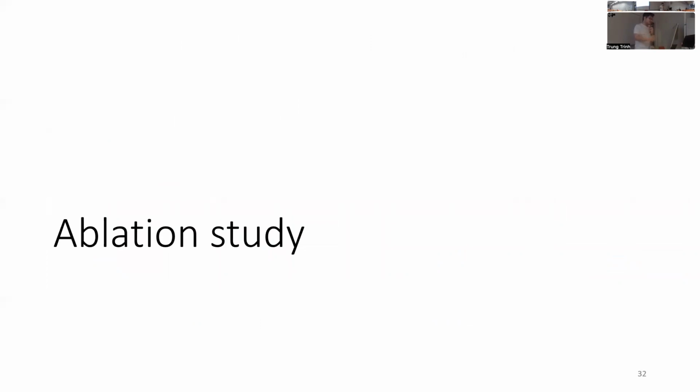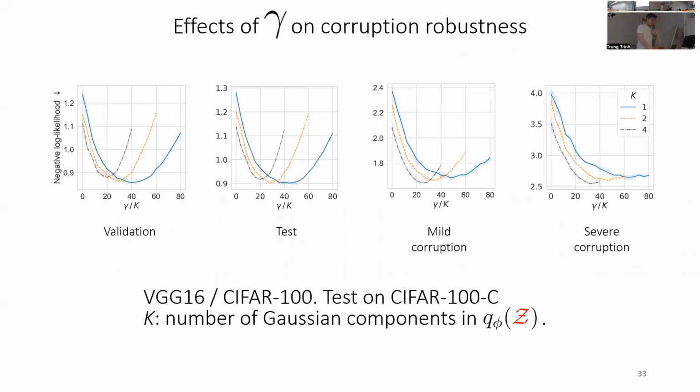Here we present some ablation study. First I will show the effect of gamma on corruption robustness. In this experiment, I use the VGG16 architecture and the CIFAR-100 dataset. For the variational posterior of the latent distribution, I use 1, 2, and 4 Gaussian components. And for brevity, I divide gamma by k on the x-axis. Here we can see that under different corruption intensity and mixture posterior, the performance improves as gamma increases up to a certain optimal gamma value. And then after that, it degrades.